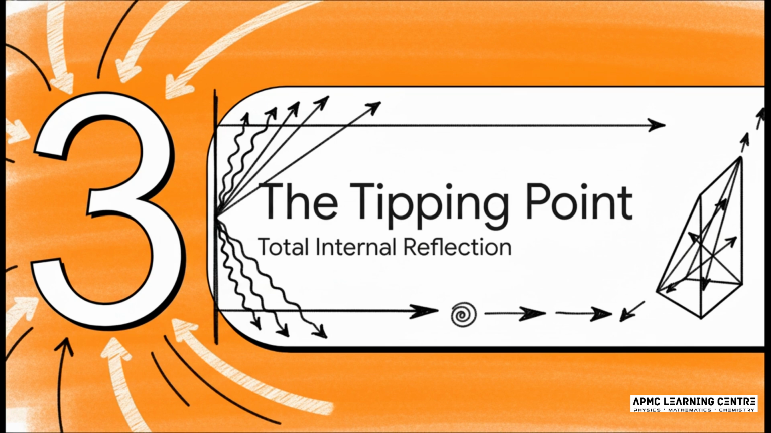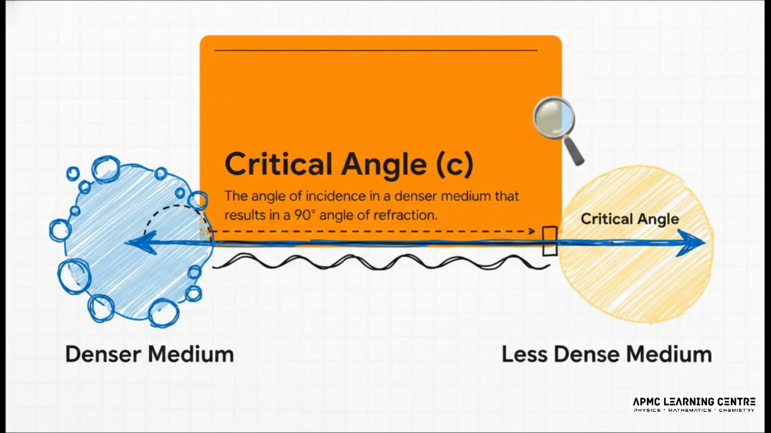This is where we get to the tipping point. This limit has a name. It's called the critical angle, and it is a very, very specific angle. If you're shining a light from a denser material into a less dense one, and you hit the surface at exactly this critical angle, the light doesn't actually escape.